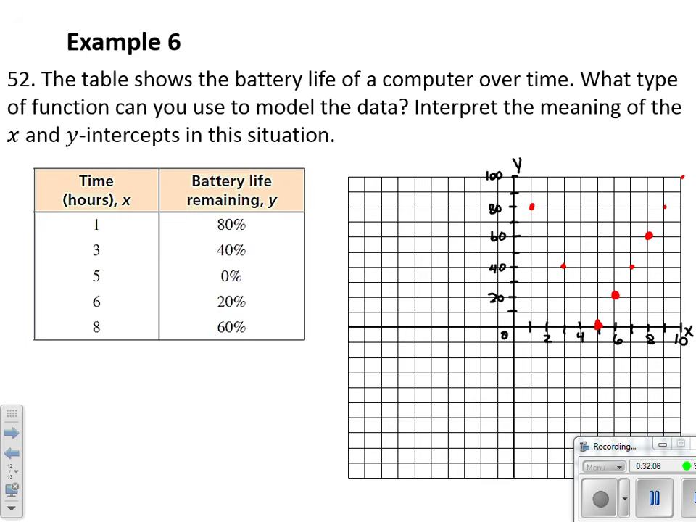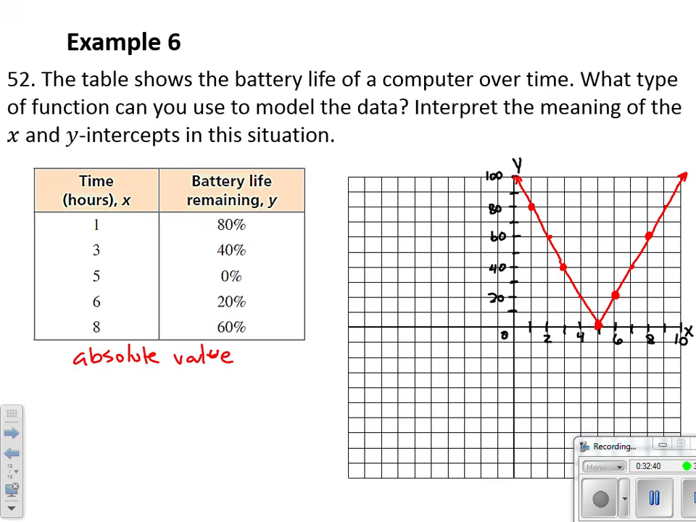Let's see if it holds to the left, right? It should be going the other way. So up to left 1 continues, continues, continues. So we do have nice straight line data here. So as we connect those points together, they do form an absolute value graph. All right, and interpret the meaning of the x and y intercepts in this situation.